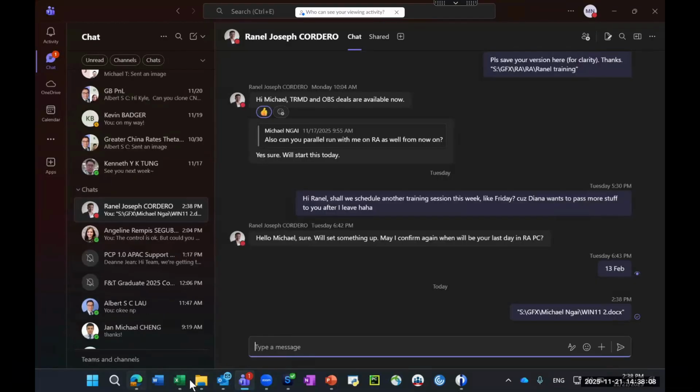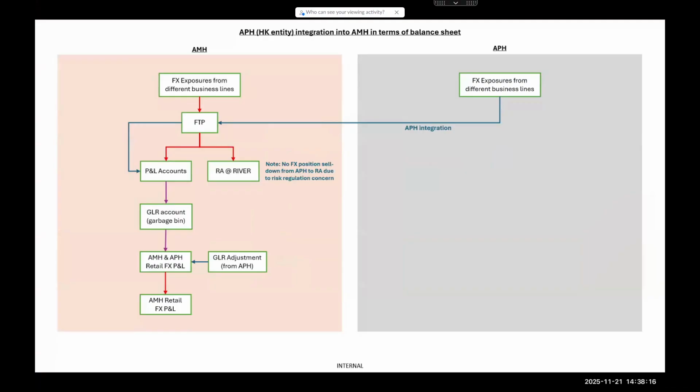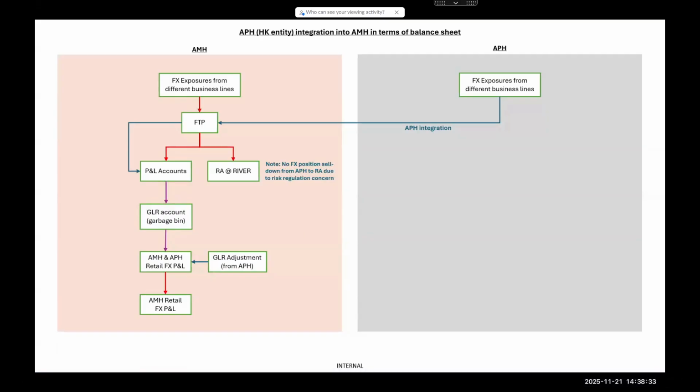Okay, so let me introduce what APH and AMH are. AMH, which stands for Asian Main House, is the Hong Kong HSBC entity, and APH is another Hong Kong entity under HSBC. But unfortunately, I do not know the full name because Daniel did not tell me what the full name of APH is.